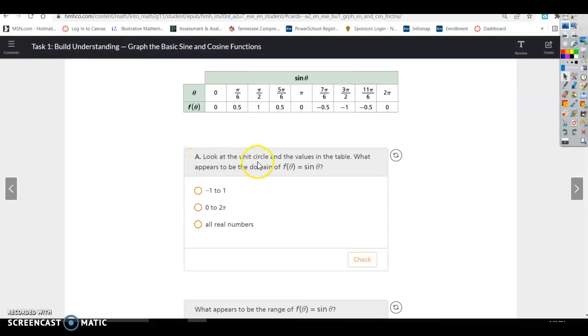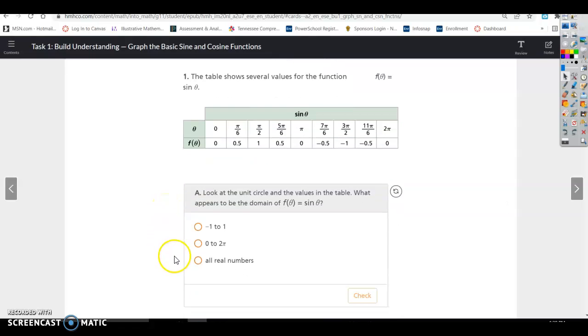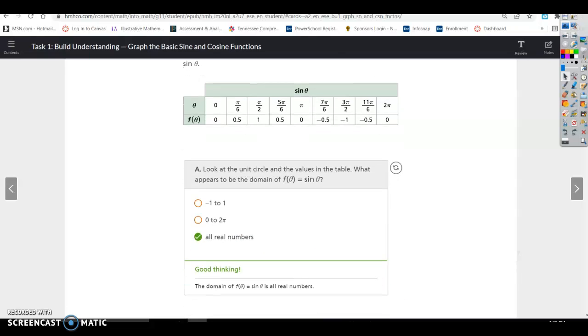All right, so it says look at the unit circle and the values in the table. What appears to be the domain of f of x equals the sine function? All right, so what's going to happen is you're going to start and it's going to go, but you can continue to go around and around. Also, if you go the other direction, it's going to go negative, but you can continue to do that as well. So your domain is going left and right infinitely, so it would be all real numbers.